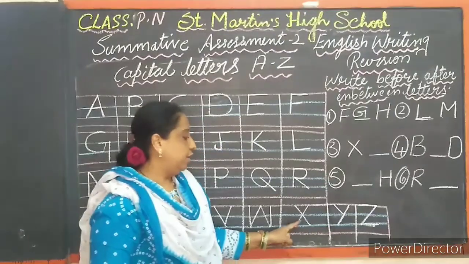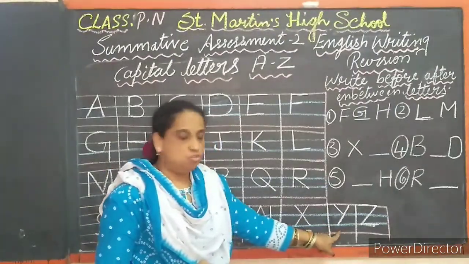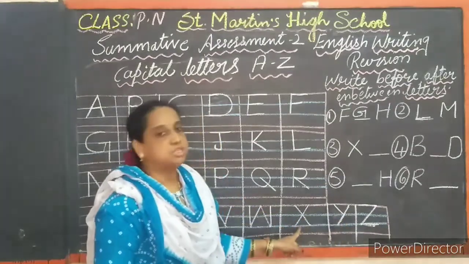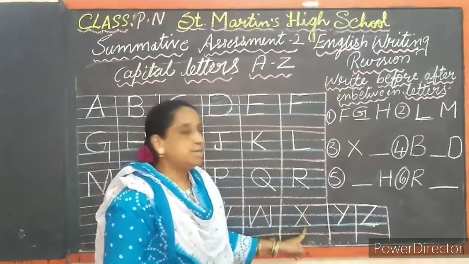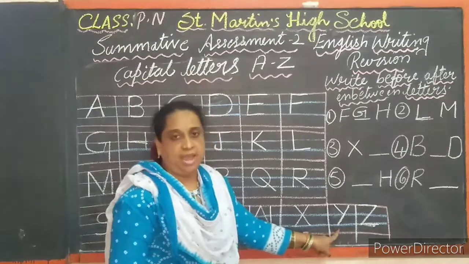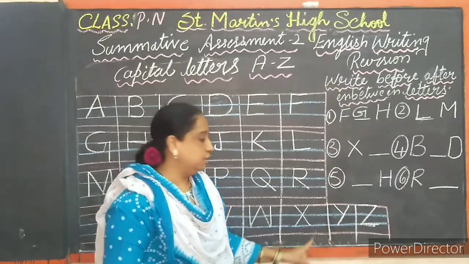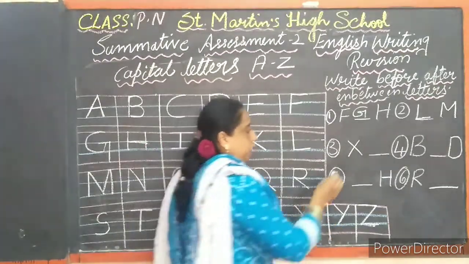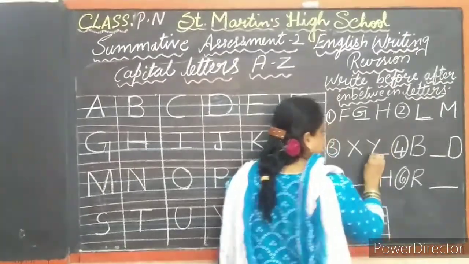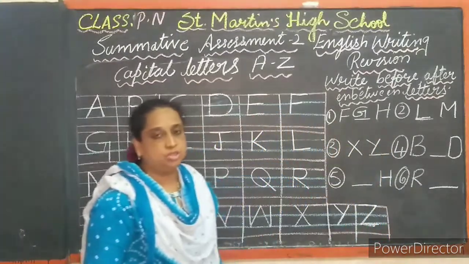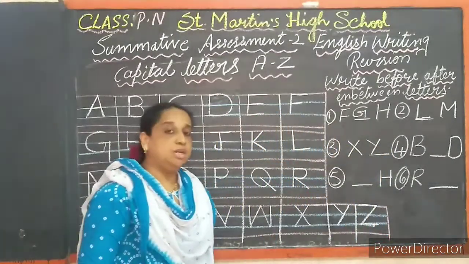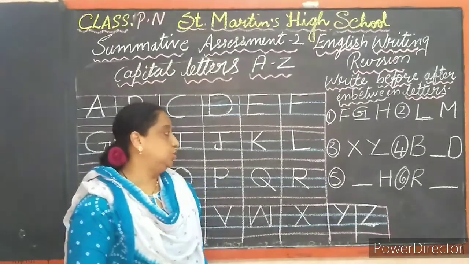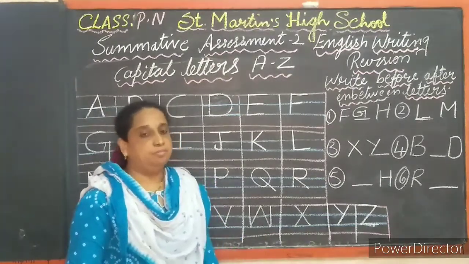X is written. After X, a dash is there. So you should write the letter which comes after X. The letter that comes after X is Y. Understood, children? So you should write Y here. Understood what I am going to teach you? You should learn all of these carefully for the summative assessment.